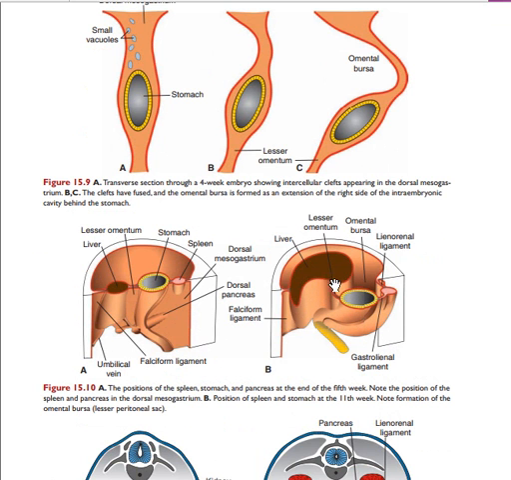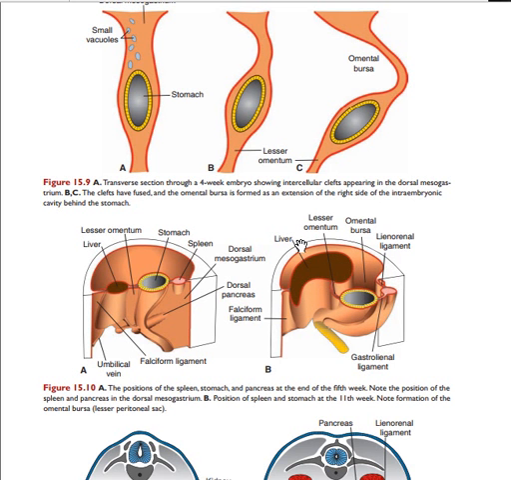So that space is going to be called the omental bursa. That space between the liver and the stomach is called the omental bursa, and in that space you're going to have the lesser omentum. Is it clear? Because you need to know there are two main omental sacs. You have the lesser omental sac, or lesser omental space, and you have the greater omental space.